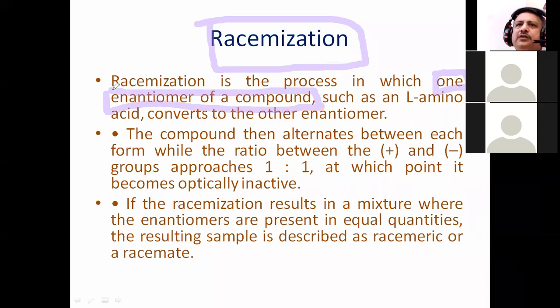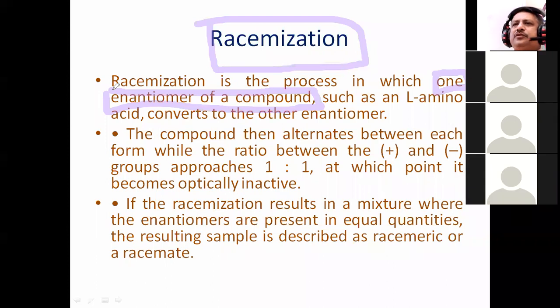So it is the process in which one isomer of a compound, such as an L-amino acid, converts to another enantiomer. If I want to explain in simple language, racemization is a process in which one enantiomer is converted to another.